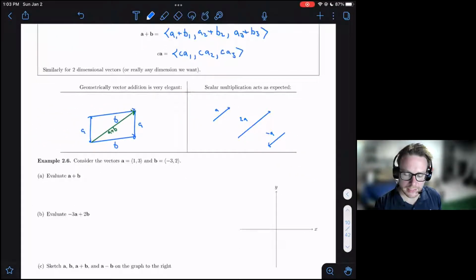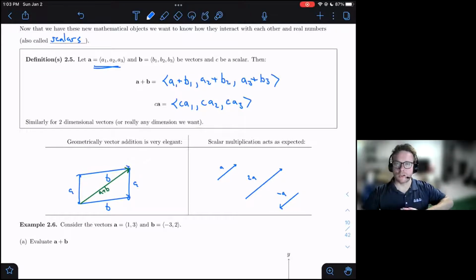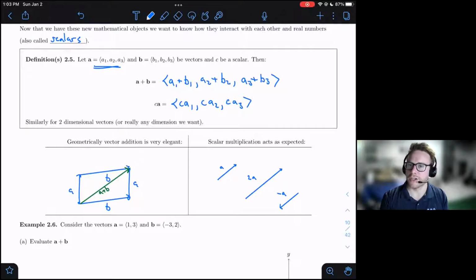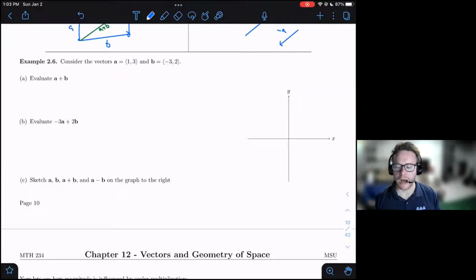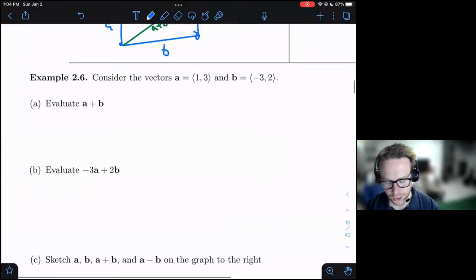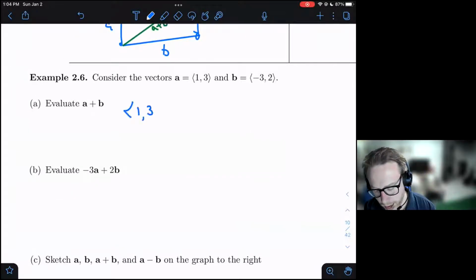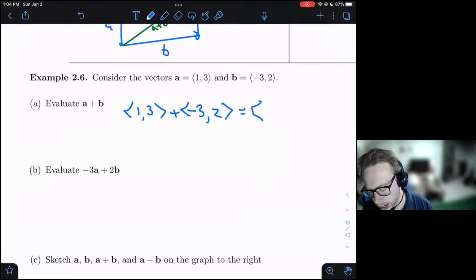Okay, so that's literally what these things look like when you have vector addition and scalar multiplication. Let's go ahead and do a few routine problems here. So we have a couple of vectors. We're doing this in 2 dimensions, so it's easier to sketch. And we're going to evaluate first the vector addition. So I'm going to do A plus B, and we're going to add these component-wise. So 1 plus negative 3 will be negative 2, and 3 plus 2 is going to be 5.